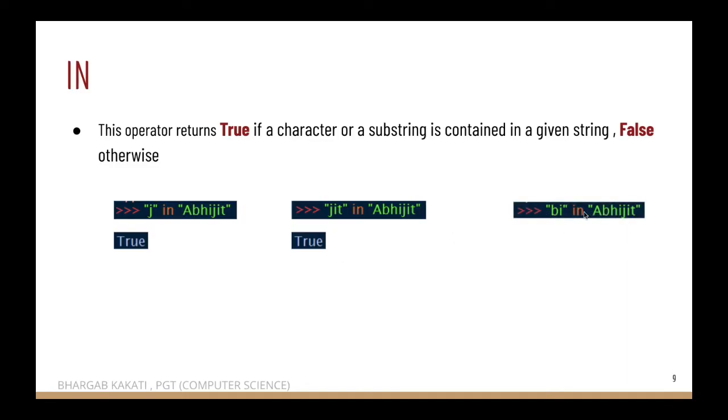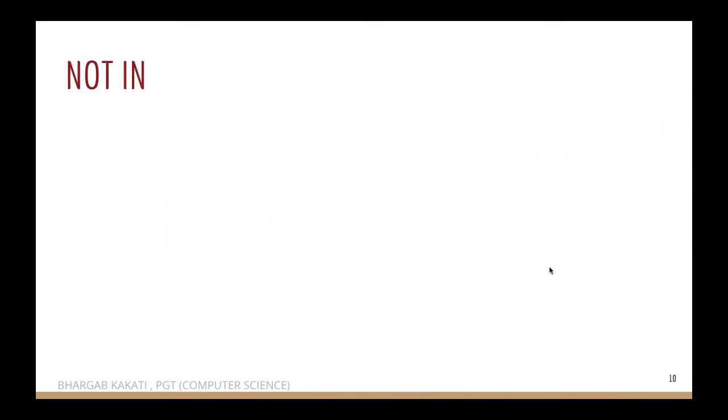If I write Bi in Abhijit, is Bi contained together in the string Abhijit? They are not contained together. See, B is here and I is here. They are contained in the string Abhijit but not together. If they are not contained together, then it will result in false. So if that particular substring is contained in the given string, then it will return true, false otherwise.